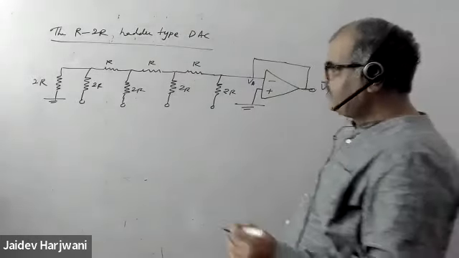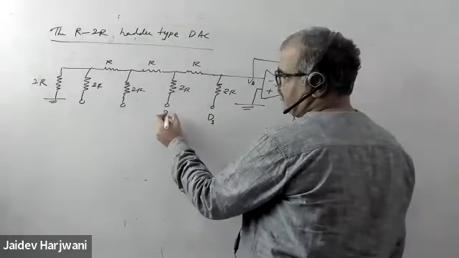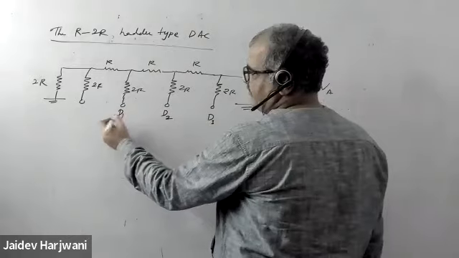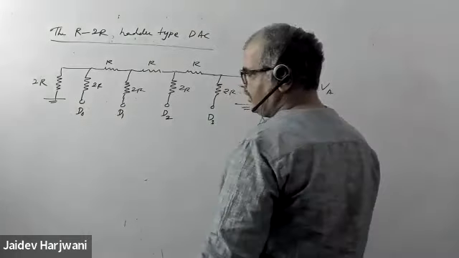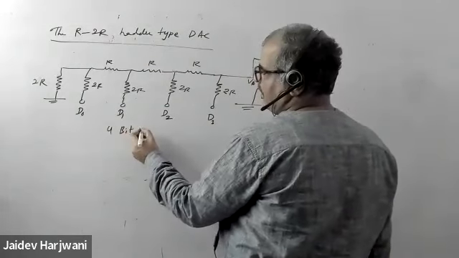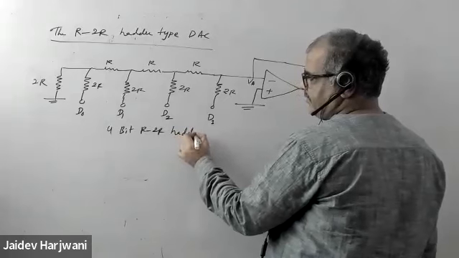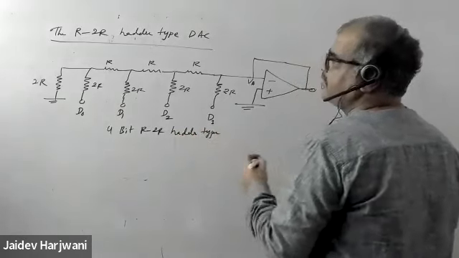Here we have basically 4 terminals, say D3, D2, D1, D0. So this is your 4-bit R to 2R ladder type D2A converter.